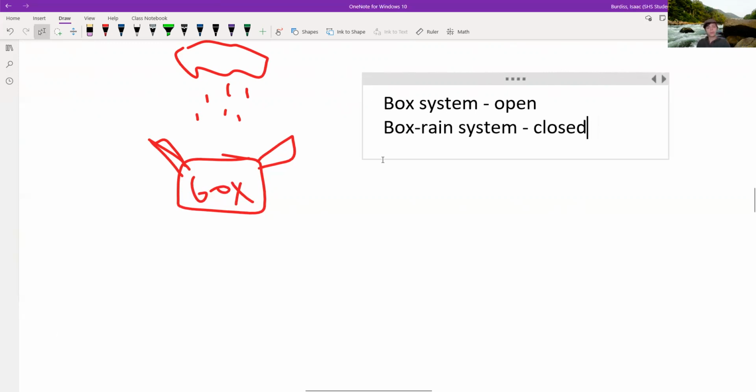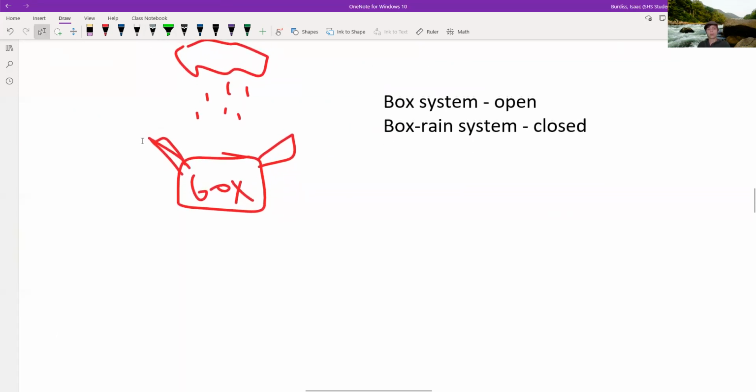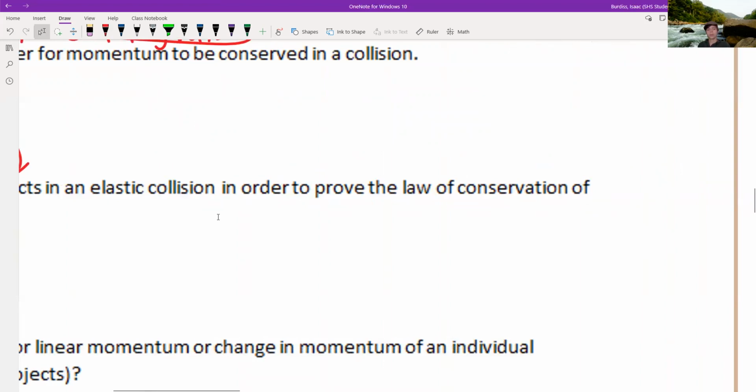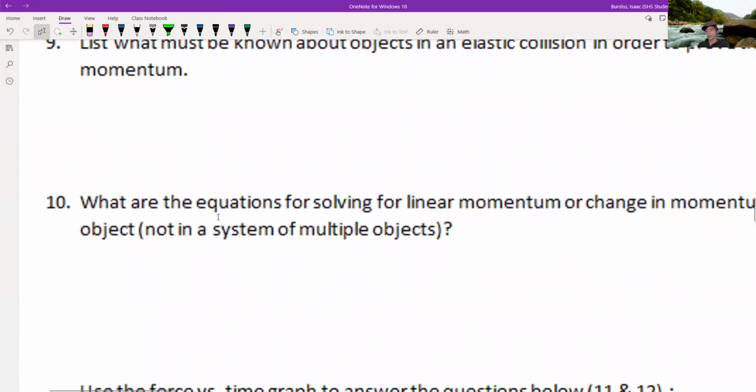Because here's what it's like. If the system only includes the box, are there other forces acting upon it? Yes, the rain force, because that adds mass to it. So that makes it open because there's another force on it, which is the rain. But if you include the rain in the system, then it's closed because the rain is within the system. So that's the difference. That's how you would know. All right.